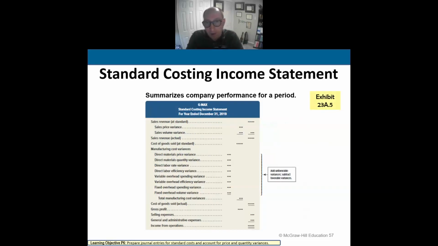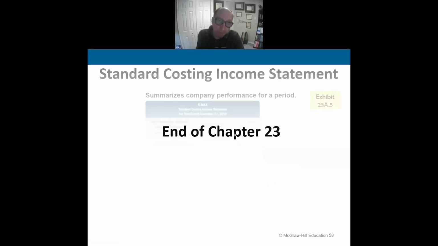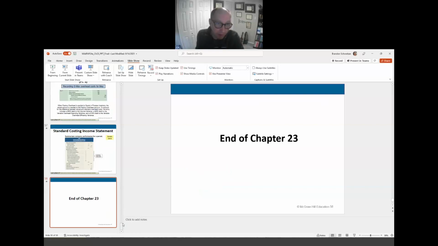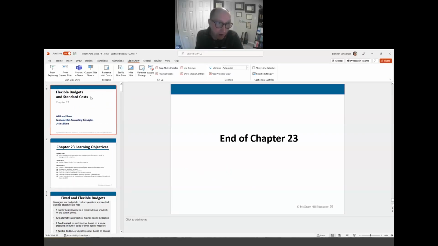And of course, we can also get a pretty good determination of variances by simply looking at the income statement and comparing the income statement performance to the budgeted performance. That, my friends, is the end of our discussion on flexible budgets and standard costs.